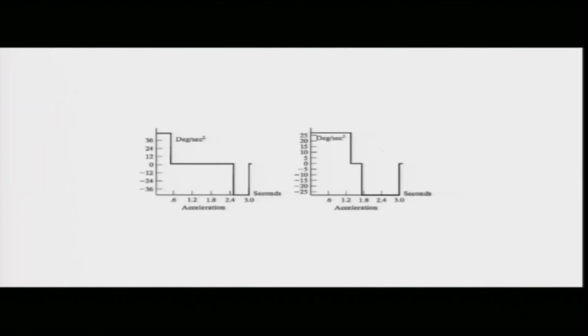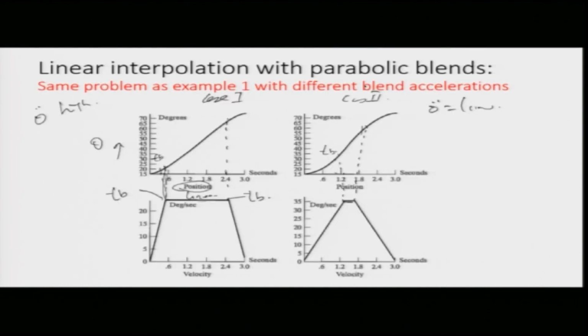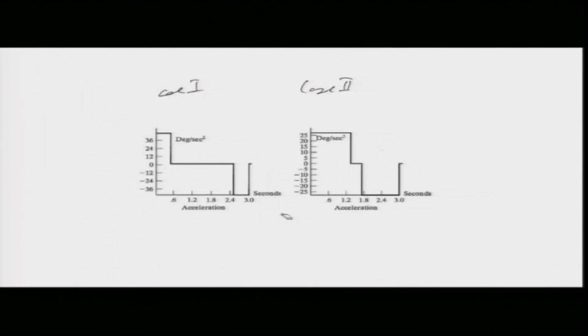Now, the third graph shows the accelerations for the two cases. This is case 1 and this is case 2 again. So, we saw position, theta, and velocity, theta dot. Now, we are seeing the accelerations, this is theta double dot, this is theta double dot.